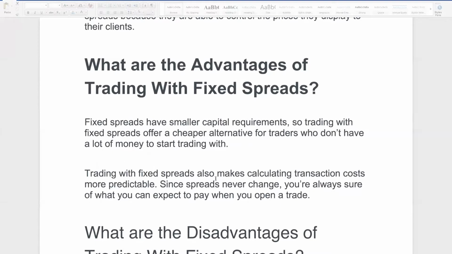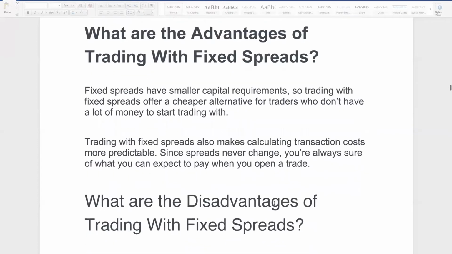Trading in fixed spreads also makes calculating transaction cost more predictable. Since spreads never change, you are always sure of what you can expect to pay when you open a trade.